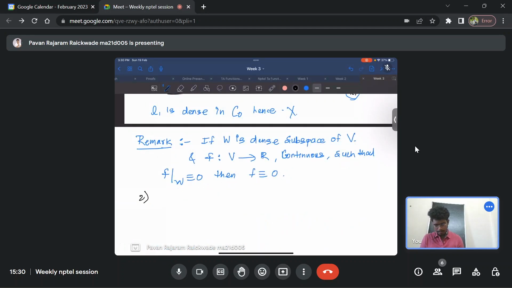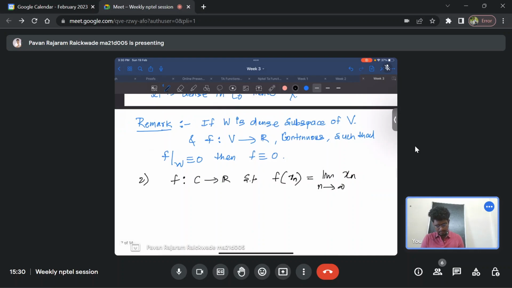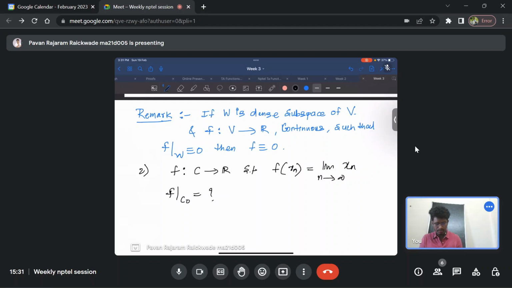For the second, you can give a linear functional f from C to R such that f of any element... Now, an element of the space is a sequence, right? So I'm writing it as xn, so don't be confused. This xn is not one element, it's a representation of a sequence. f of xn is equal to the limit as n goes to infinity of xn. This is a linear functional, you can verify. And f restricted to C0 will be identically 0, because C0 contains the sequences which converge to 0, so the limit will be 0. So this will be your example.